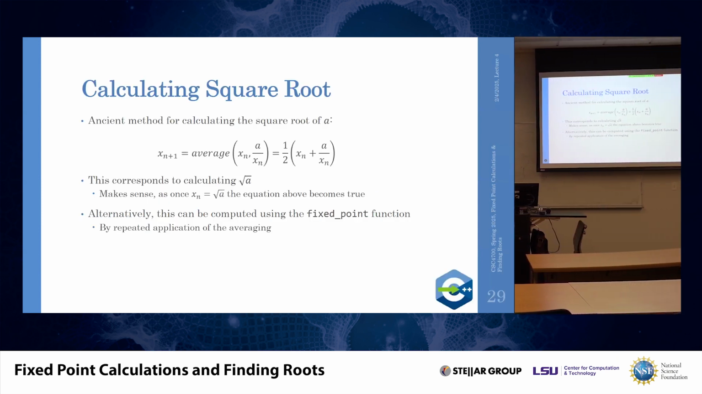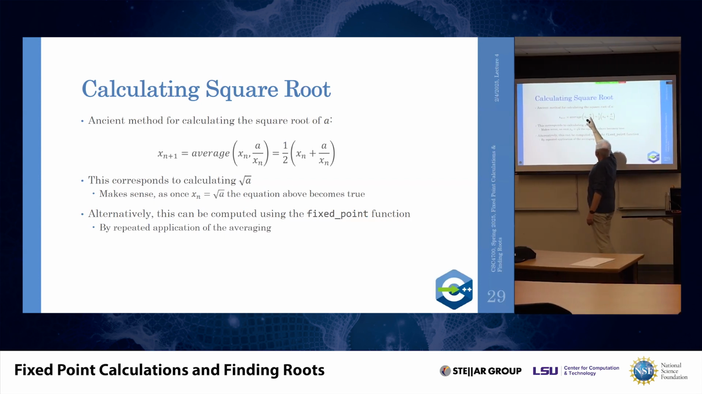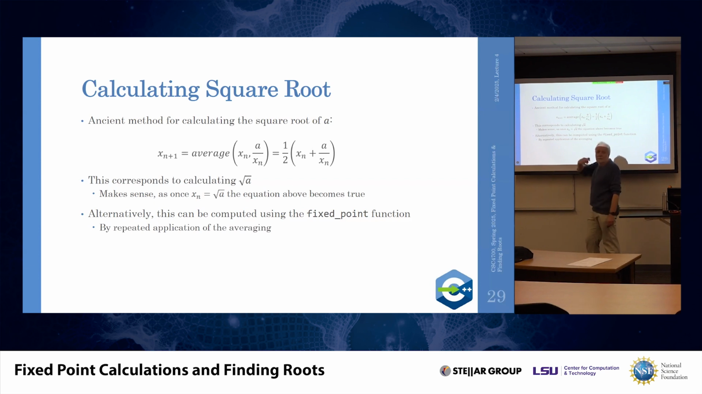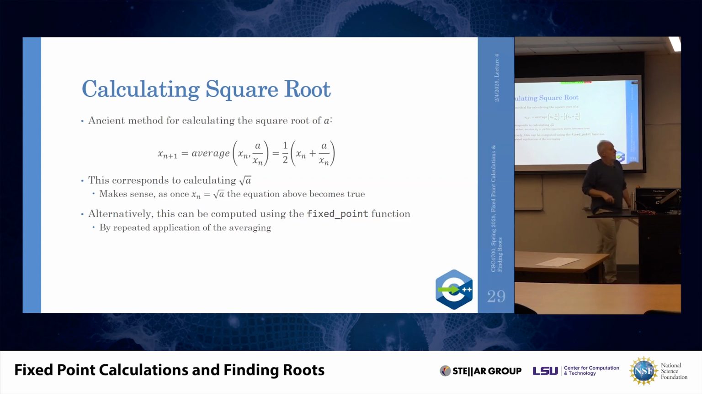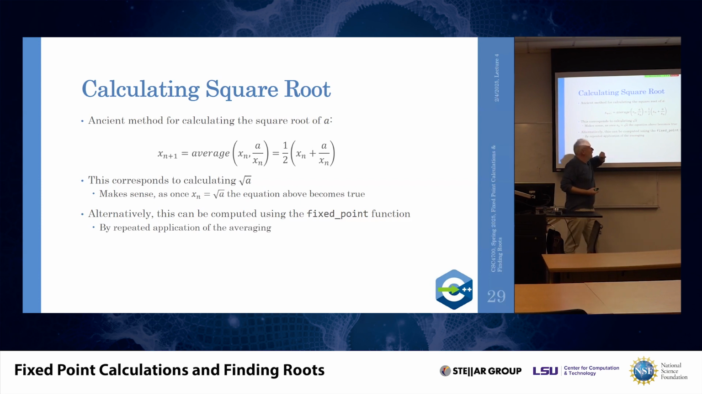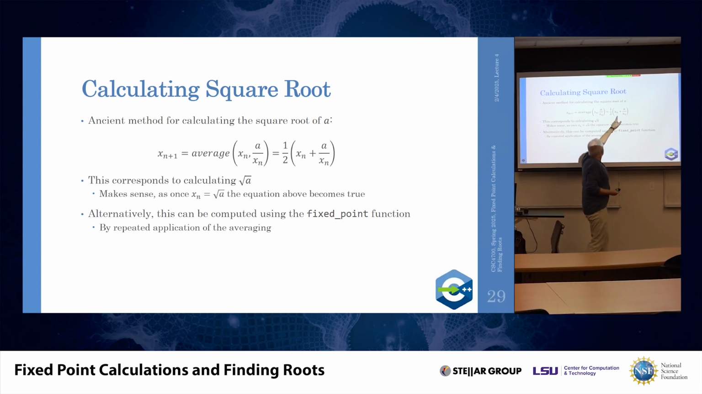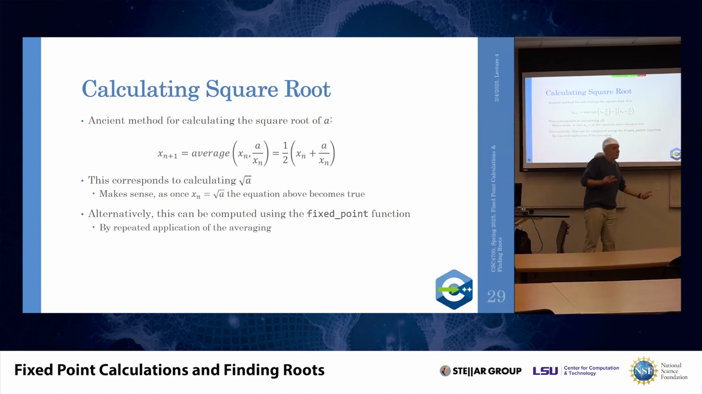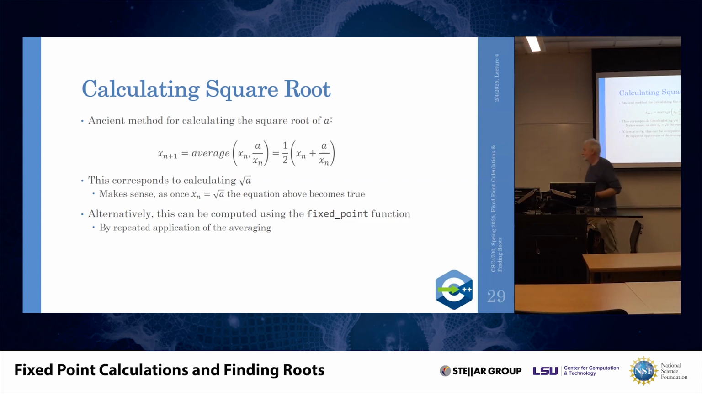which works as follows, which says that the square root of a number a can be iteratively computed by averaging the current approximation and a over the current approximation. Which makes sense, because if xn turns into square root of a, then this equation suddenly turns true, right? If I put square root of a here, it's square root of a plus a over square root of a, half gives you square root of a. You can just do the math yourself.